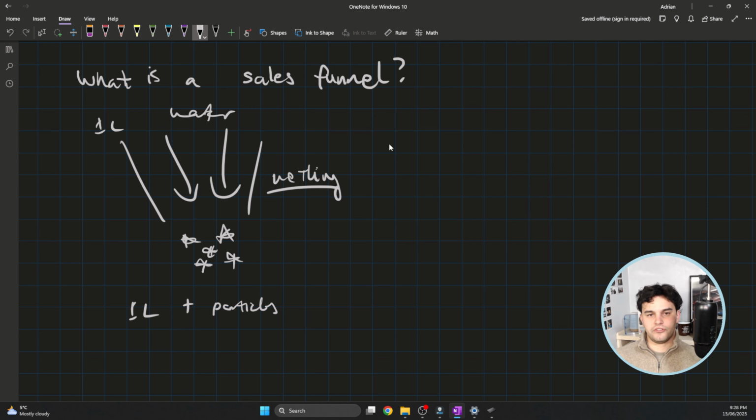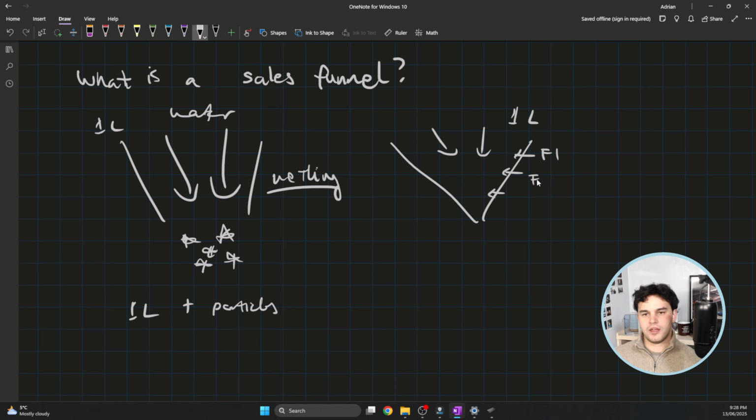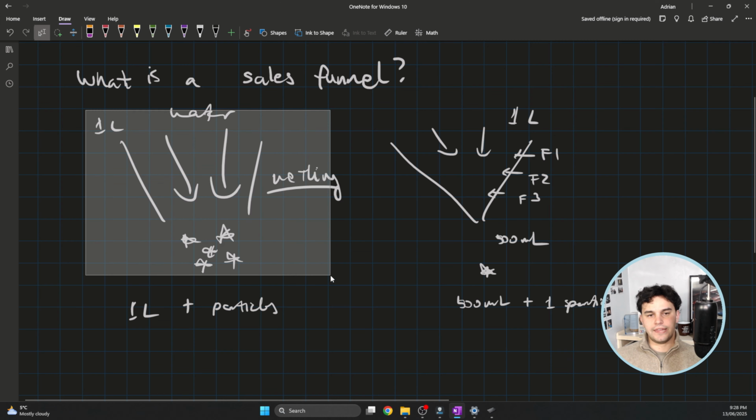Compared to if you had a filtration system like this, let's say a narrow one to represent a finer funnel, where 1 liter of water goes in and there are different steps of filtration. Let's say there are 3 steps, F1, F2, and F3. 1 liter might go in and 500 mils might come out, because the filtration process has to remove some of the water. Your water will have fewer particles. Let's say it has 1 single dirt particle at the end, but only 500 mils of water.